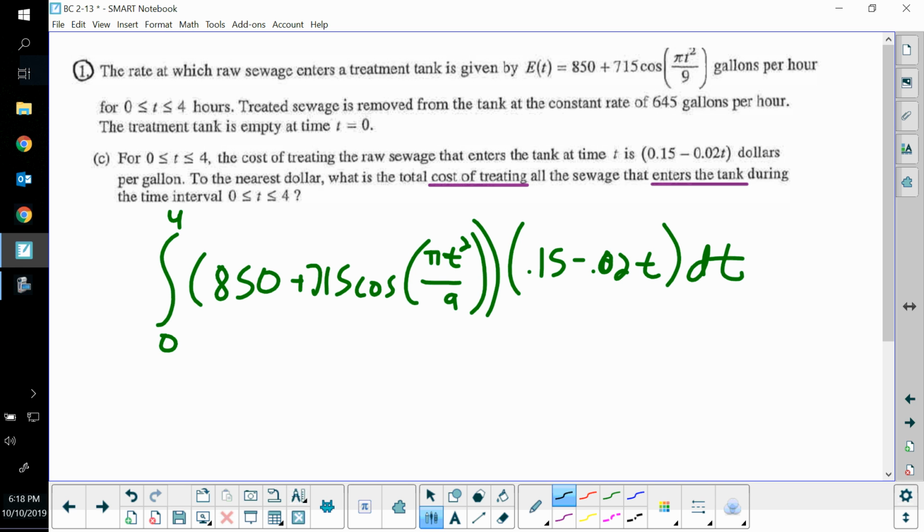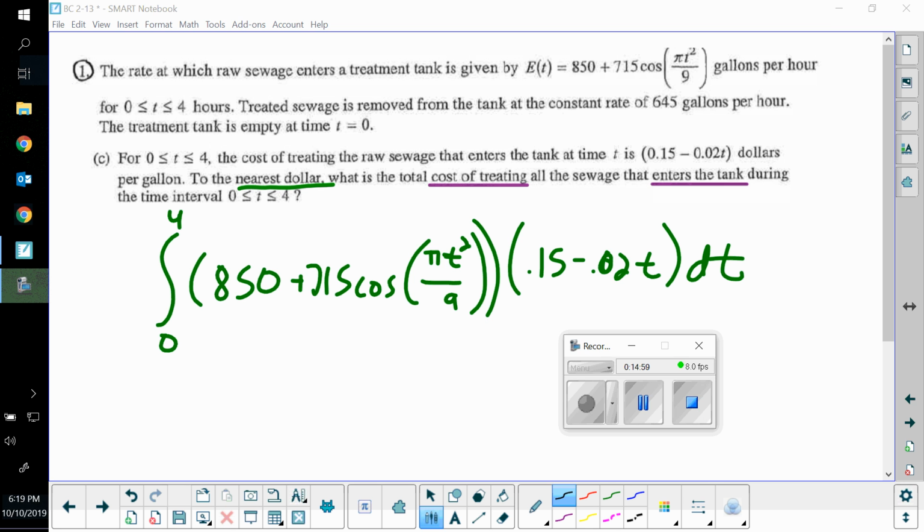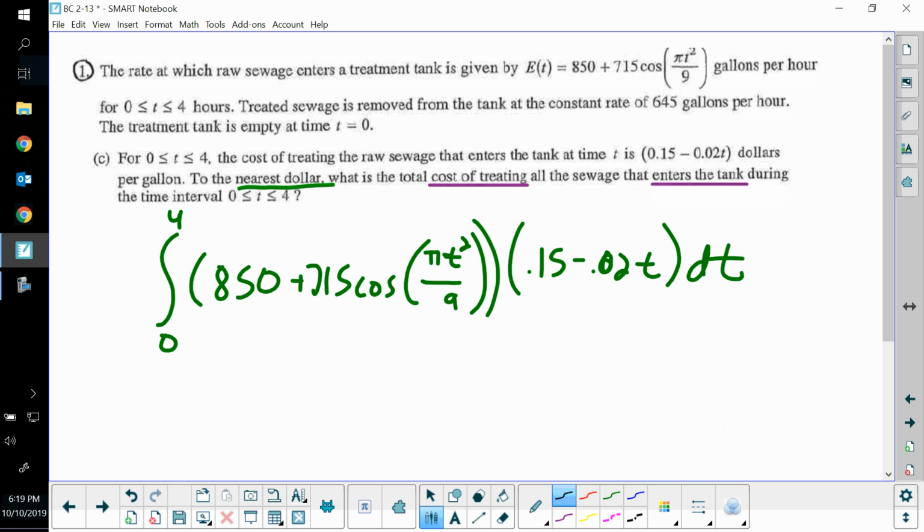So take a second and punch this in. Notice it says we want it to the nearest dollar. So we'll pause 1 minute to allow you to get that answer. All right, so we should have gotten 474.32, so to the nearest dollar, $474.